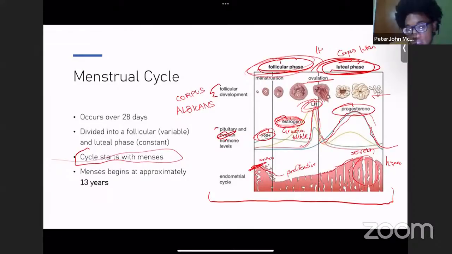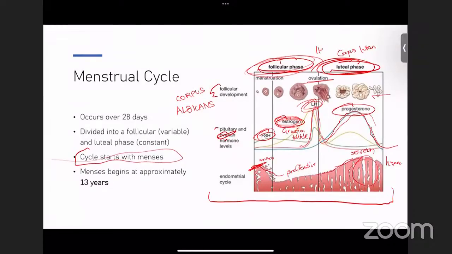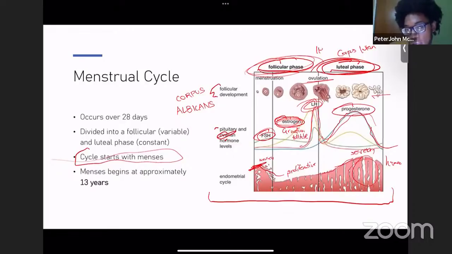Primordial, primary, secondary, Graafian. Oh yes, sir, Graafian. Primordial just means ancient, so it's like the first one. Then primary, secondary. Graafian just means the main one that's developing, and then you have the formation of the corpus luteum, and then the corpus albicans. So can someone just repeat what I just said?